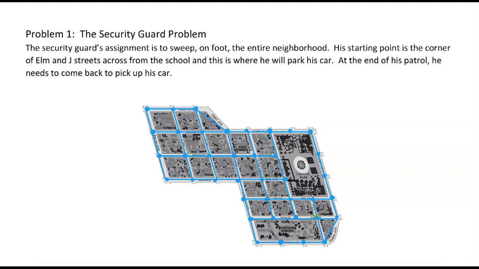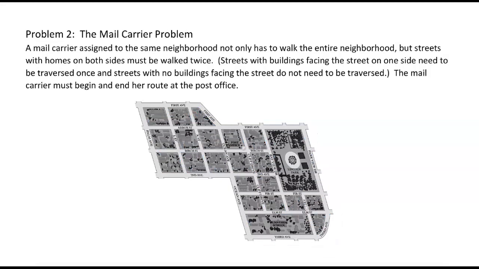Let's go through the same process with the mail carrier problem. Even though the mail carrier walks the same neighborhood as the security guard, we will need to draw a slightly different graph. Remember that the mail carrier will need to walk some streets twice, and we will denote those with multiple edges. Let's once again start by placing a vertex at each intersection.